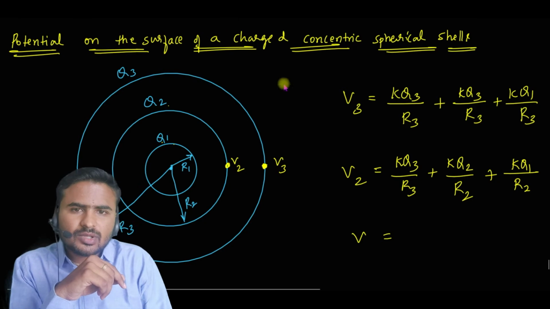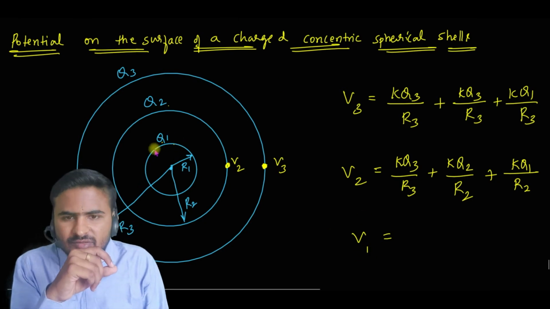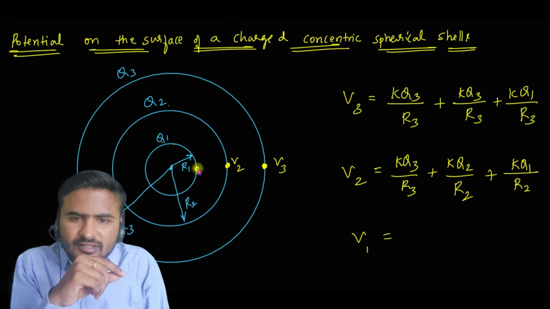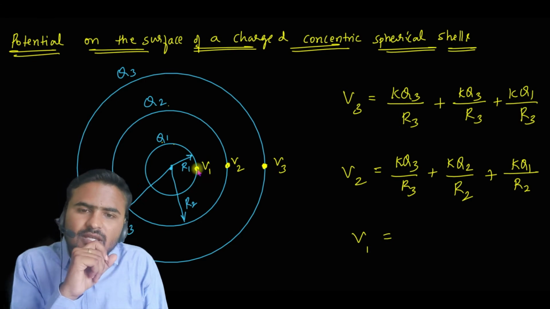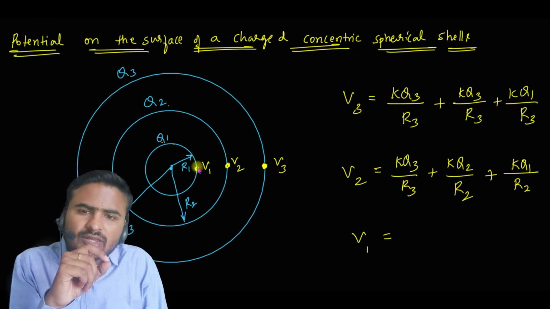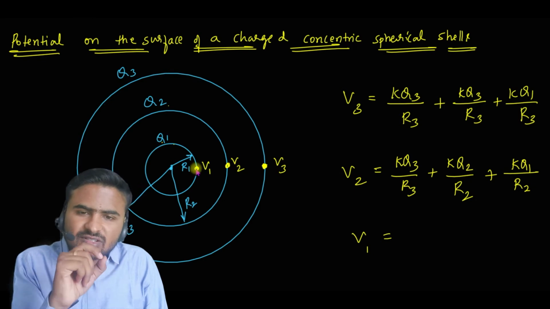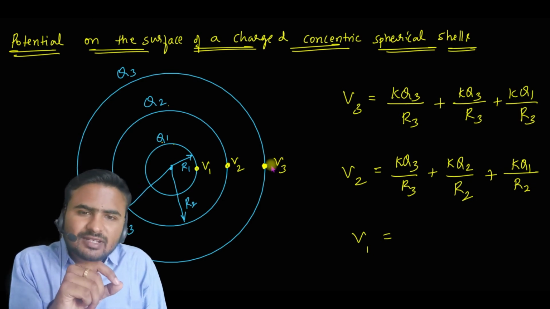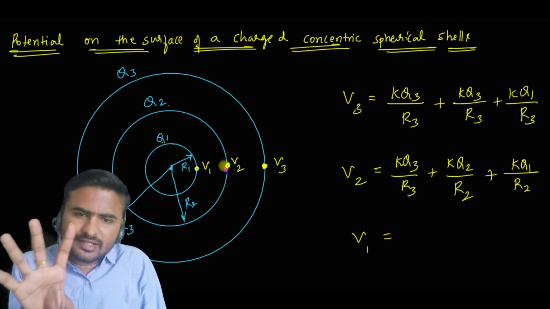Okay, potential of the first sphere. So the first sphere is this. Let us say the potential there is V1, and how much will that be? Now if I'm at this point, on the first sphere, the innermost sphere, I'm obviously inside the third sphere and also inside the second sphere.